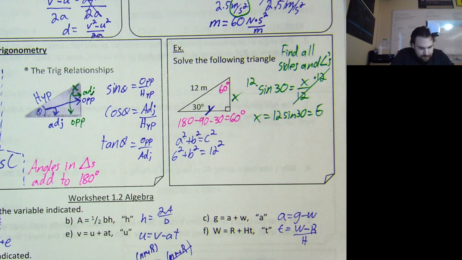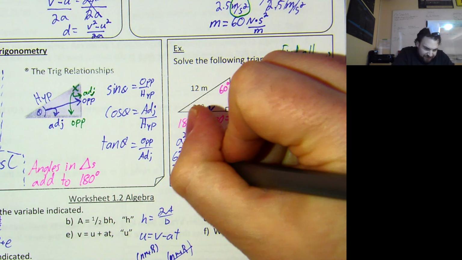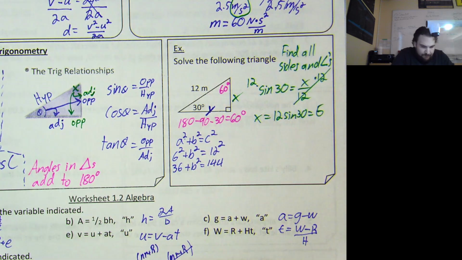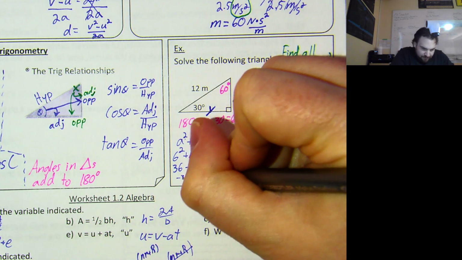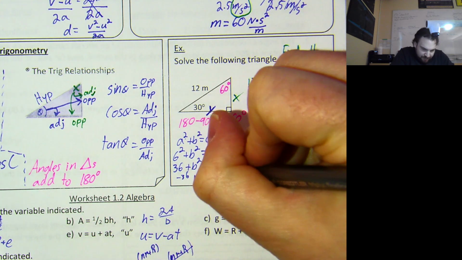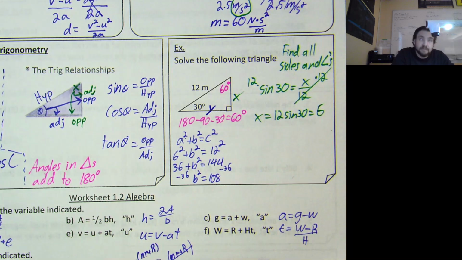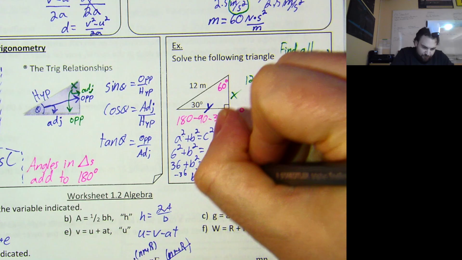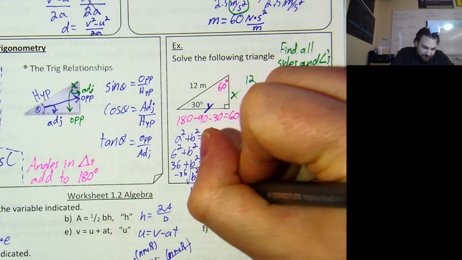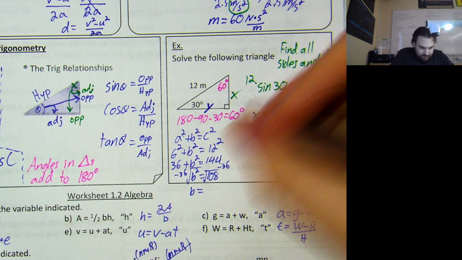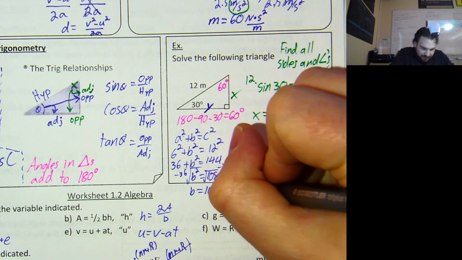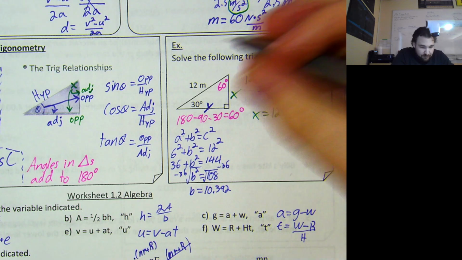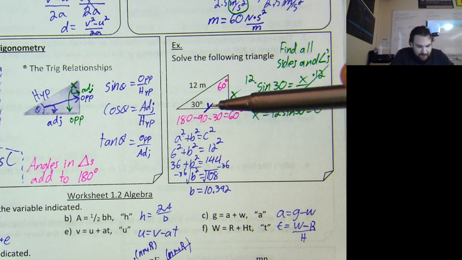I would just rewrite as 36 plus b squared equals 144. Yes, and then take the 36 over to get b squared equals 108. And then square root 108. Square root both sides. So that's going to leave me with b equals what? About 10.392. So in this case, b is y, the side that I labeled y.